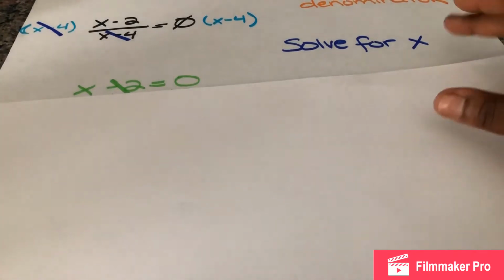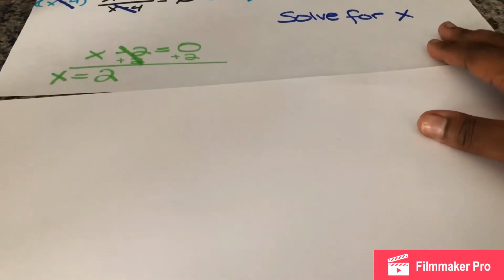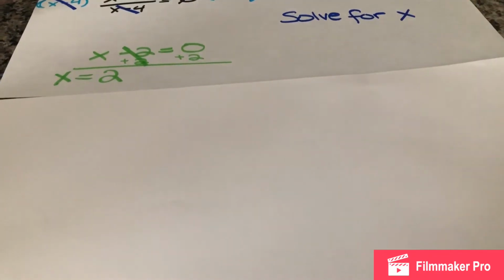So I'm solving for x. Here I added 2, and this gave me x equals 2. That is discontinuity.